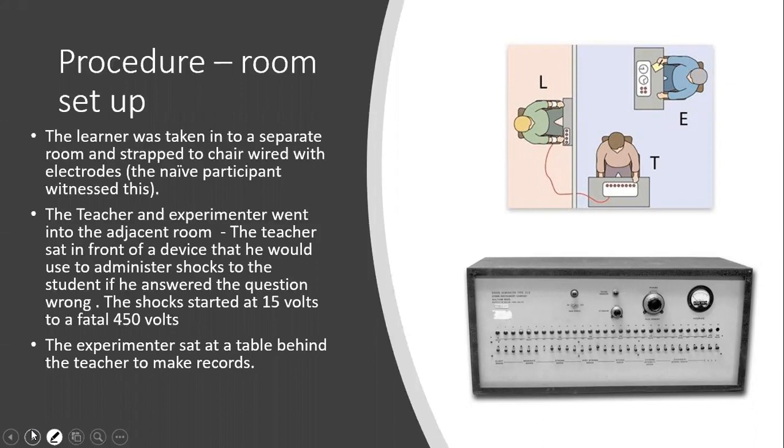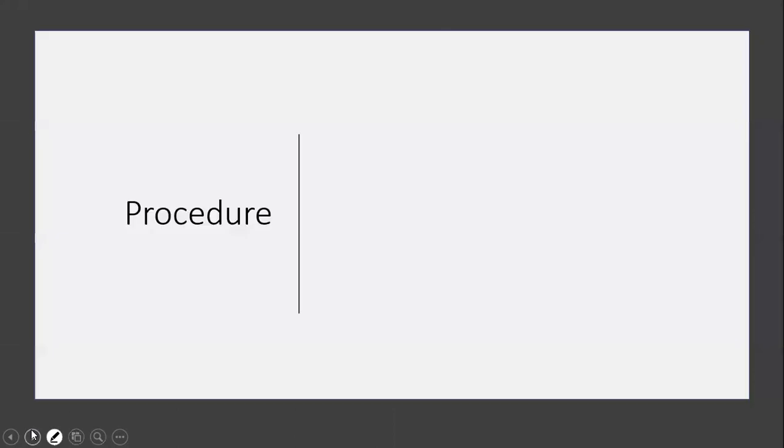The experimenter sat at a table, just like you see in the little diagram, making notes as if he's recording information. So he was playing the role. So there we've got the setup for what's happening. Every time the teacher asked a question and the learner got it wrong, he would give him an electric shock and then progress by 15 volts onto the next one. So every question that the learner got wrong, he got an electric shock.